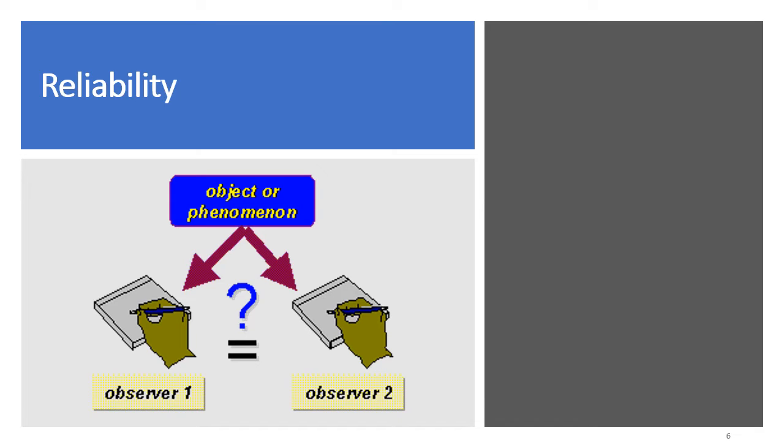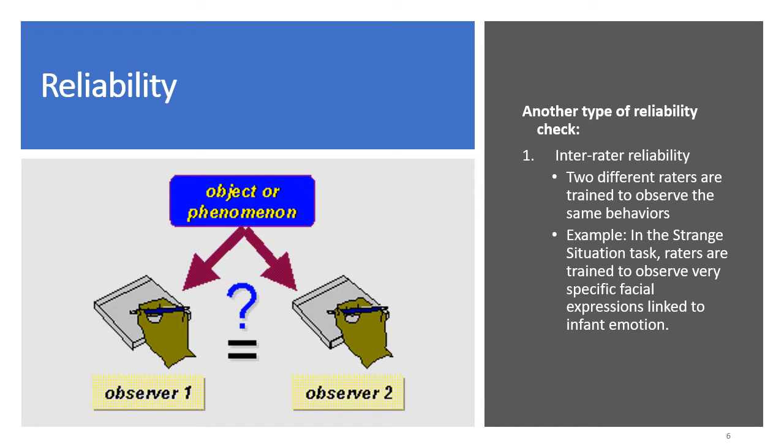Thirdly, we have something called inter-rater reliability. Two different raters are trained to observe the same behavior. So you can see these two observers observing something, and we really want their results to be similar. So if we've trained these two observers well, they're going to be observing the same things because they're looking for the same things. And the example that I gave you earlier in the last lecture, in the strange situation task, raters are trained to observe very specific facial expressions linked to infant emotion. And so we would want to make sure that they're rating them in the same way.